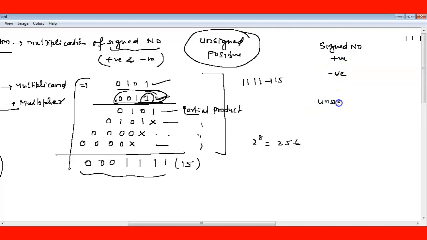Unsigned number, always positive. So unsigned number always positive means, if I consider writing 5, we can write 5 as 1, 0, 1. Any number of leading 0s is not a problem. But if you are given -5, then the leading 0 will be 1 if you're writing it for negative numbers.